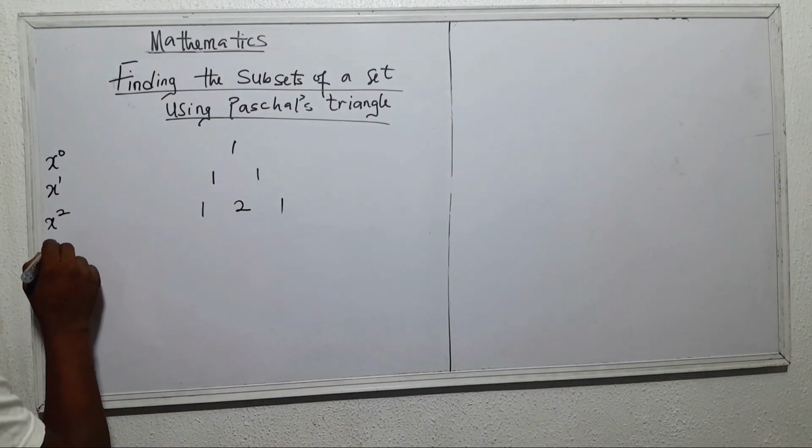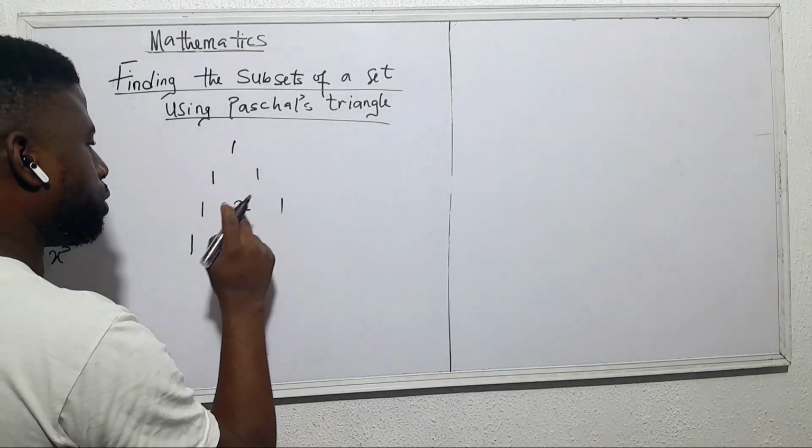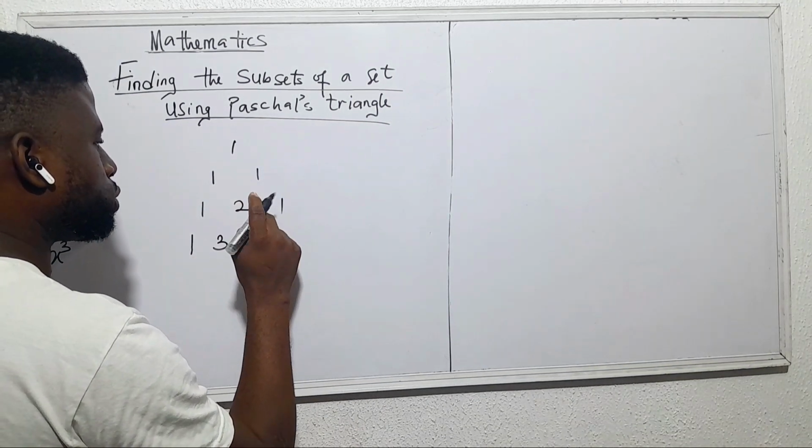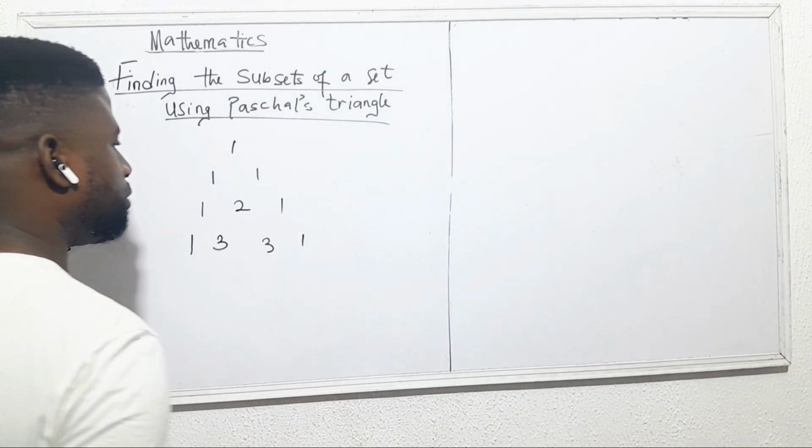Okay, so for x raised to the power 3, we have nothing plus 1 gives us 1. 1 plus 2 gives us 3. 2 plus 1 is 3. Then 1 plus nothing gives us 1.